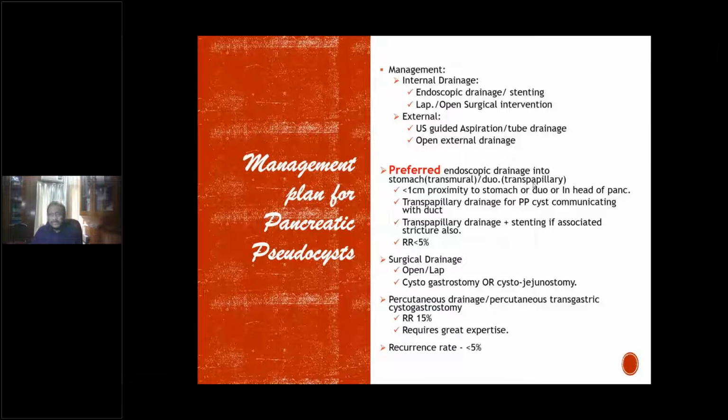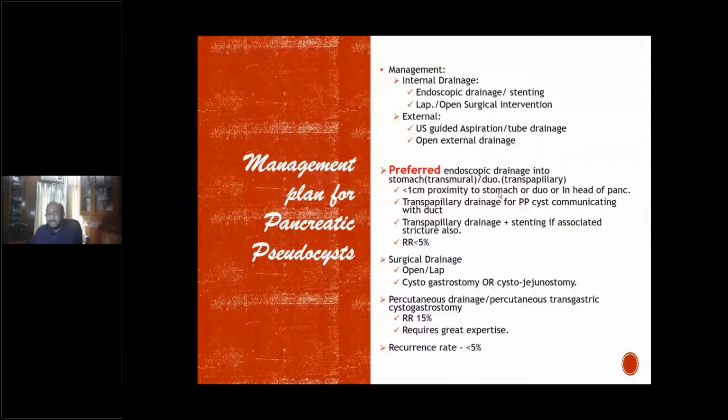The prerequisite for doing an endoscopic drainage is that there should be less than 1 centimeter proximity to the stomach or duodenum. If it is in the head of the pancreas, it should be near the duodenum. If it is in the body, it should be near the stomach. Why? Because that close adhesion is required, because once you drain it, if there is no adhesion, it is going to leak into the peritoneal cavity, right, where you make an opening. So you have to make an opening in that particular area where there is an adhesion between the posterior stomach wall and the anterior wall of the pseudopancreatic cyst, right?